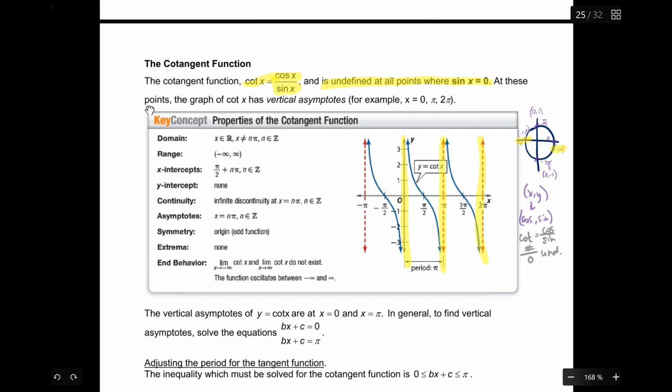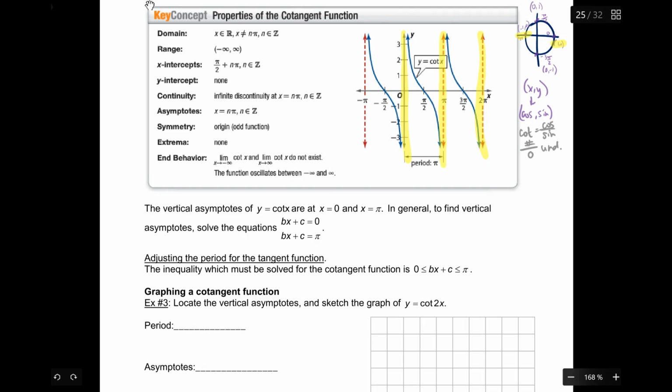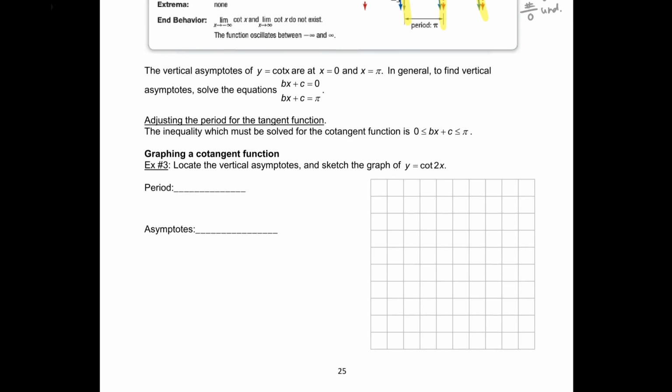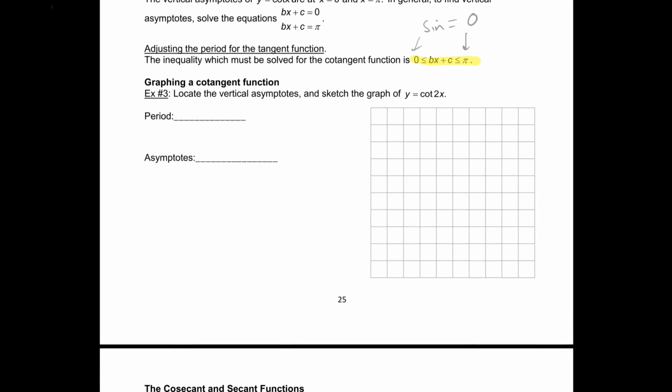So this one looks similar to tangent. It's just like shifted over and flipped. Anyway, we're going to be using the inequality still, but the bounds are where sine is 0. So sine is equal to 0 at 0 and pi. Cool, so that's what we'll be using.